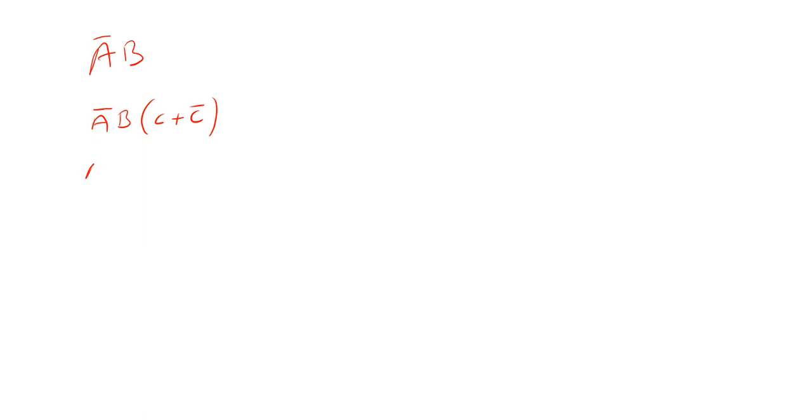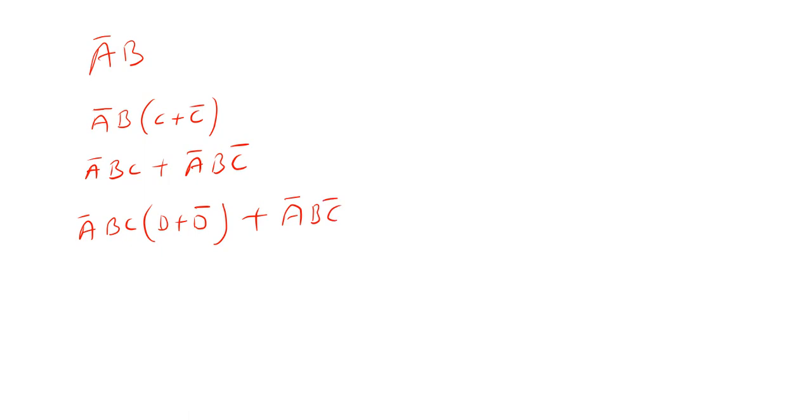So here we shall get not A, B, C. We add not A, B, not C. So now our new expression has got ABC, but it is not having D. So we expand further these two to contain D. So we shall have not A, B, C. We multiply with D and not D. And next we shall have not A, B, not C. We multiply with D and not D.